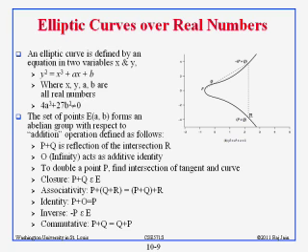Then we define an operation. If you have 2 points p and q, we have to define an operation so somehow we can get a field, we can get a ring, we can get something. In elliptic curve cryptography, all you need is an abelian group.